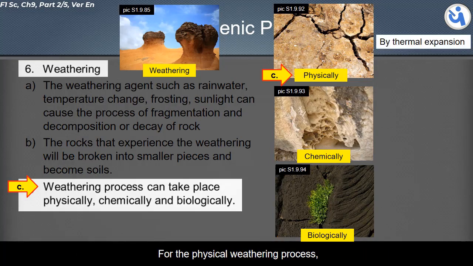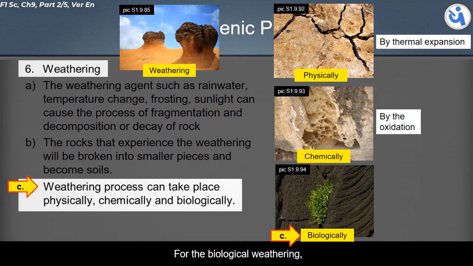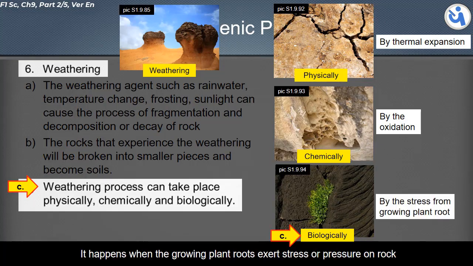Physical weathering happens when the rock undergoes thermal expansion that results in rock cracking and breaking. Chemical weathering happens when the rock is oxidized by weathering agents, like acid rain. Biological weathering happens when growing plant roots exert stress or pressure on rock, which results in the cracking and breaking of the rock.